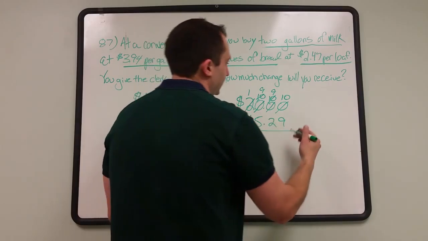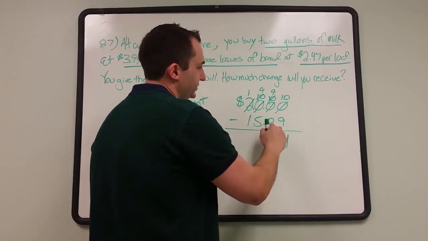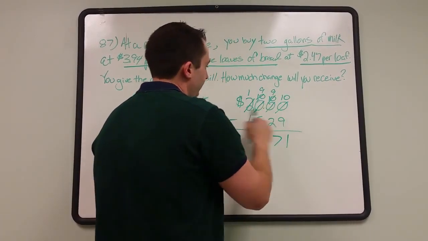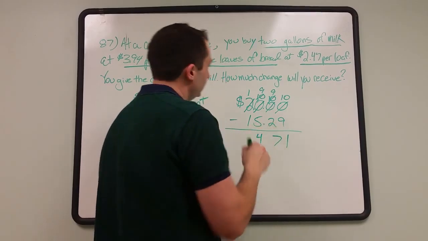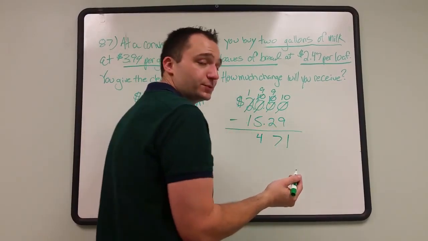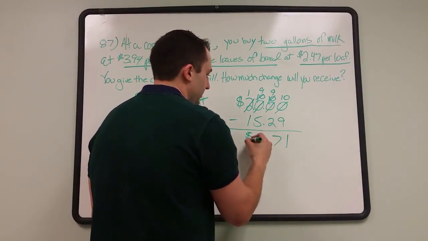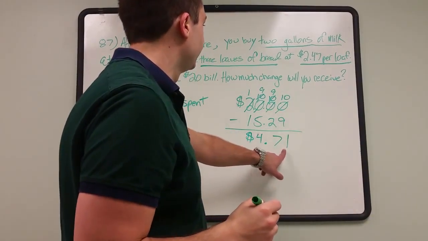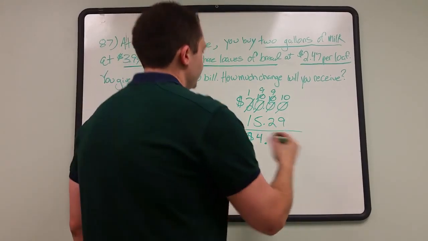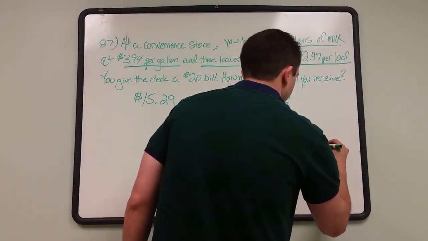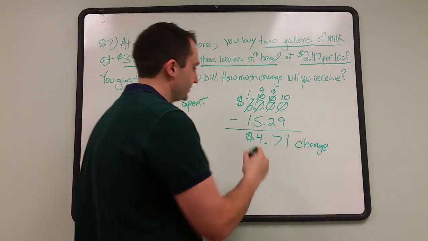So 10 minus 9 is 1. 9 minus 2 is 7. 9 minus 5 is 4. And 1 minus 1 is 0, so we don't have to write it. Since we're doing subtraction, you just drop the decimal point. So this $4.71 represents your change. And that is the answer to the problem.